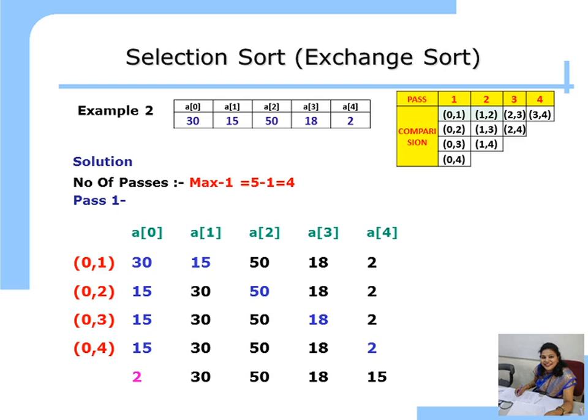This is the end of pass 1, because we performed all the comparisons. How do you know that your pass 1 is correct? If the smallest element gets placed at the 0th location. Which one is the smallest element? The smallest element is 2. It is placed at the 0th location. Means now we have 2 as sorted and 30, 50, 18, 15 as unsorted. We will sort the unsorted data in further passes.